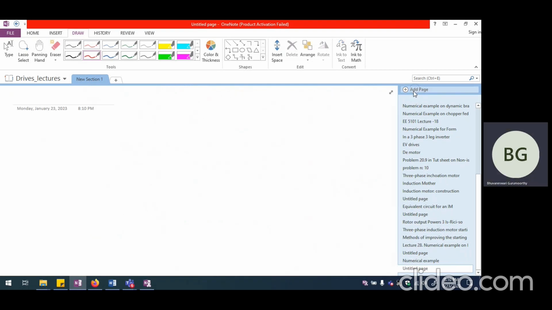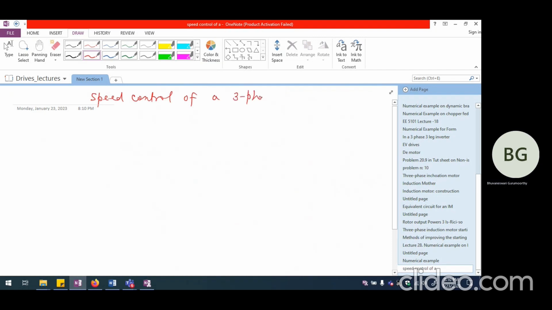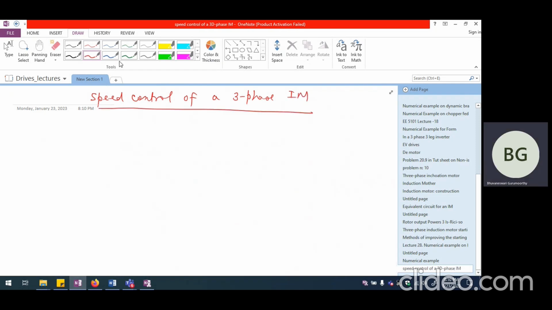Now let us migrate to the speed control of a 3-phase induction motor. Because the synchronous speed is 120 F by P RPM, and the rotor speed is very close to the synchronous speed, if I want to change the speed, one way is by changing the frequency. Another one is probably by changing the poles.